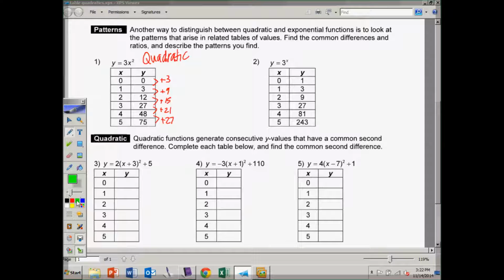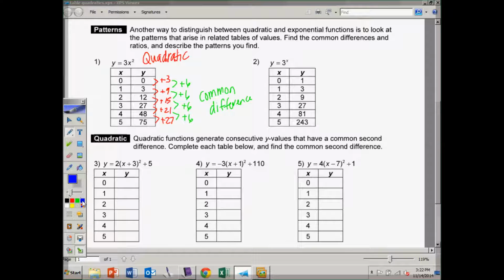Now, if this is a quadratic, that means that when I find the second common difference, they should be the same. So how would I go from 3 to 9? 6. How would I go from 9 to 15? 6. How would I go from 15 to 21? 6. How would I go from 21 to 27? 6. So I have a common difference, 6. It's called a common difference because even though it says plus 6, could that not be written as minus negative 6? And still mean the same thing?